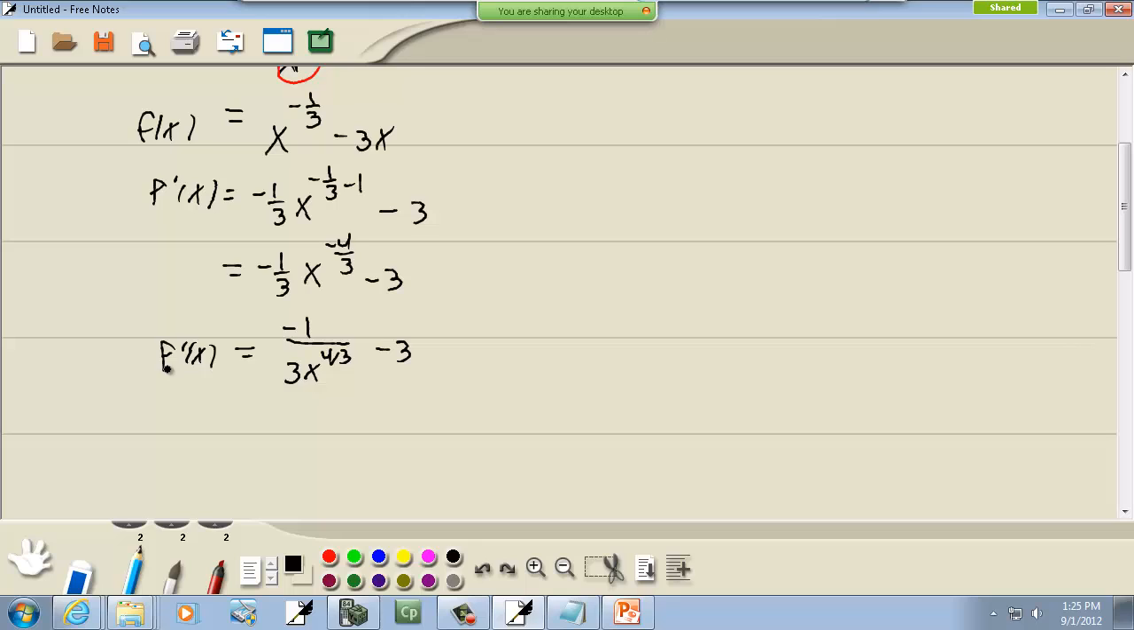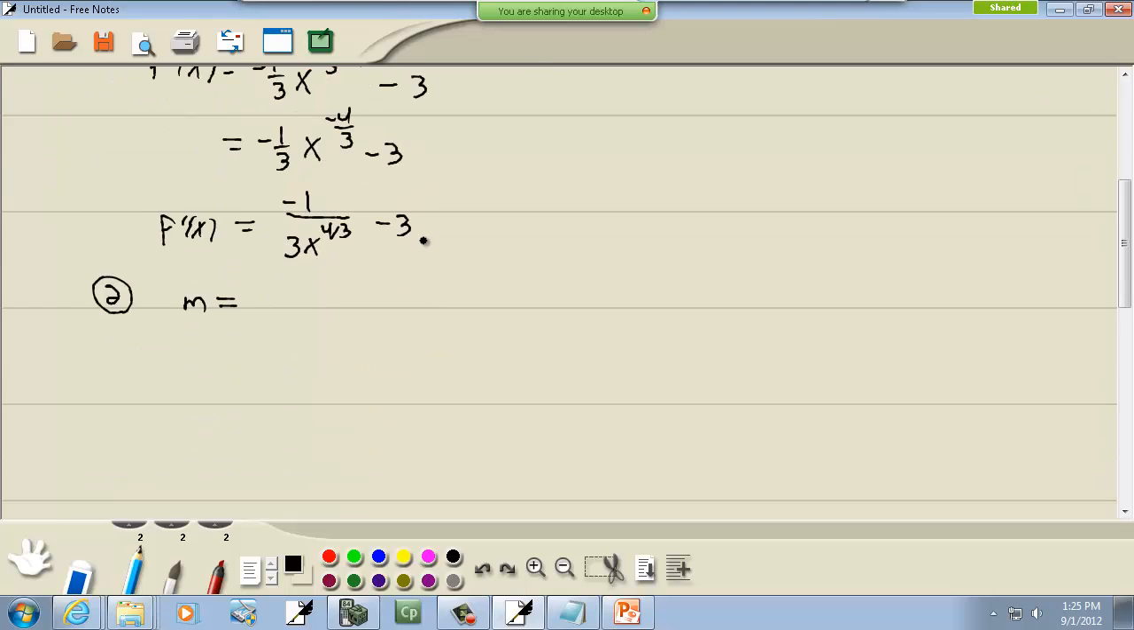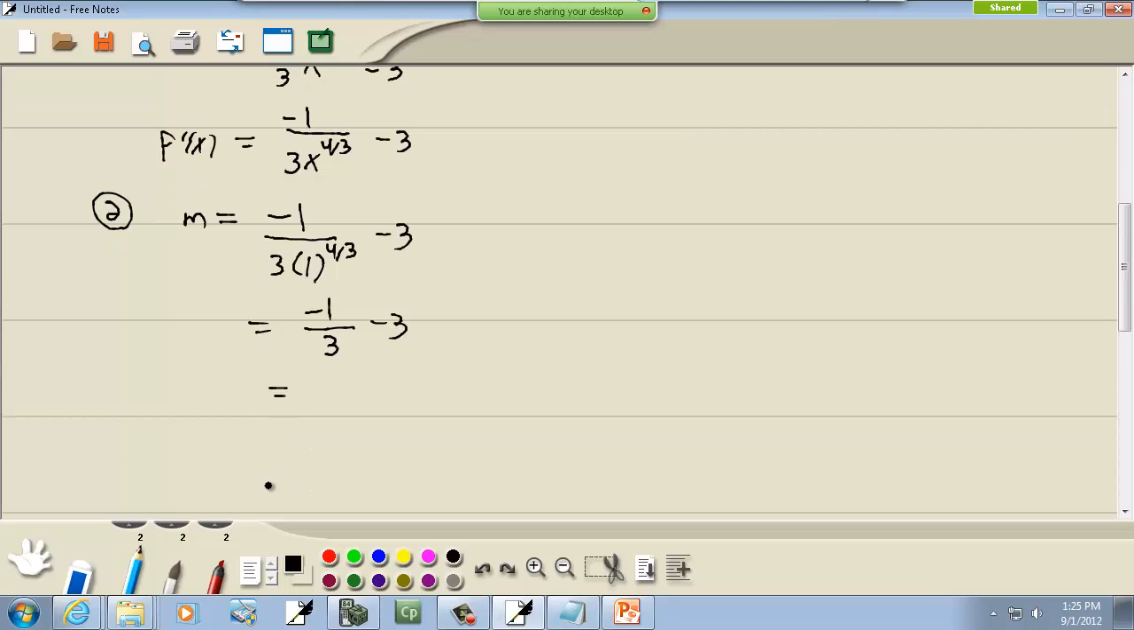Okay. Step 2. Change your notation, your f prime of x to m, and plug in the x part of our point. Well, if I come up here, the x part of our point is 1. So plug in 1 for the x. So I got -1 over 3 times 1 to the +4/3 power minus 3. Well, 1 to any power is 1, so that's going to drop away. So that gives us -1/3 minus 3. Well, this is again a mixed number. So I'm going to take -3 times 3 gives me -9 and add to 1, and that gives us -10/3.